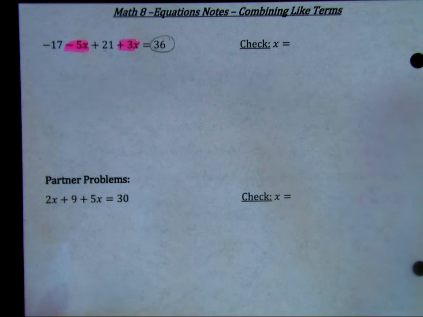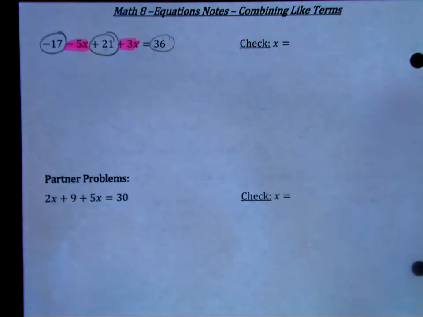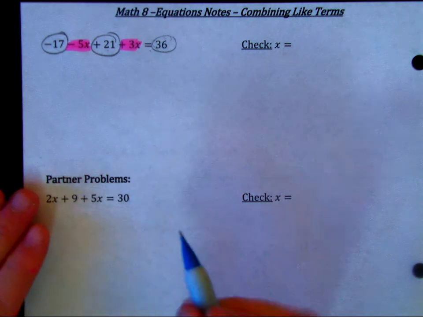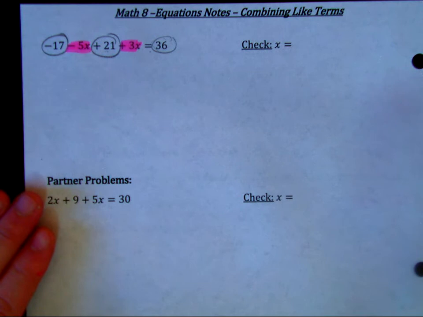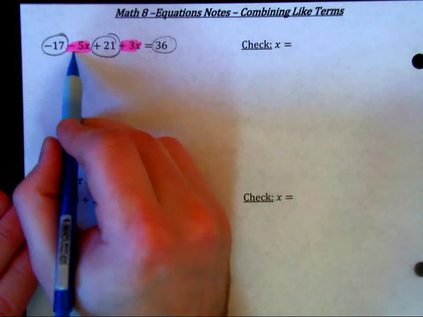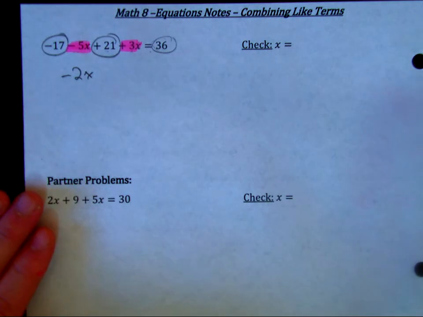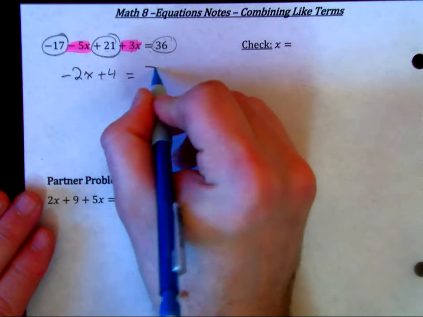David, want to help him out? We have negative 17 and 21. Again, make sure that you see that equal sign in the middle. You want to make sure that it can be separated. So we do our variable terms first. We do negative 5 plus 3. That's going to be a negative 2x. And then we have a negative 17 plus 21. That is plus 4. Everything else stays the same.